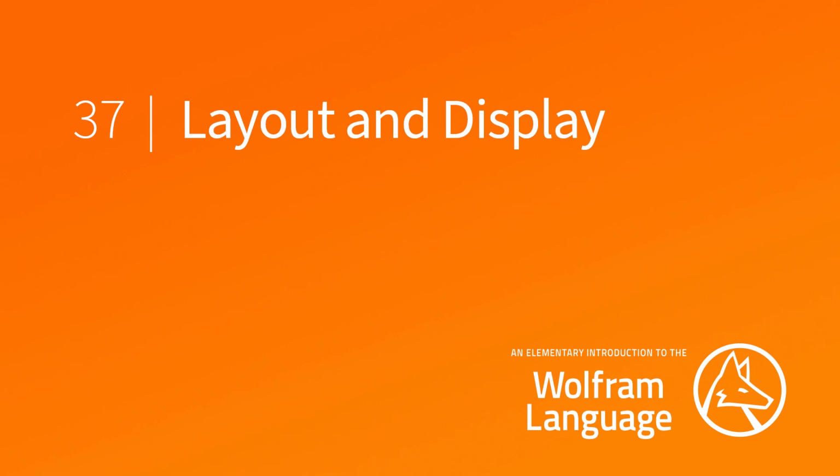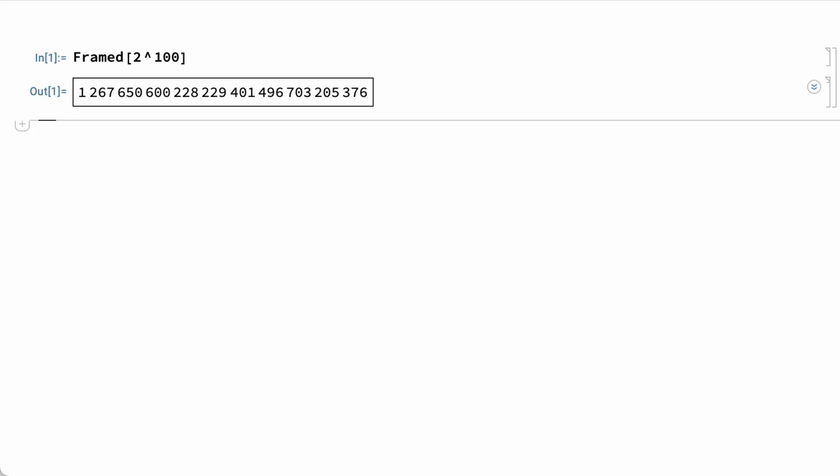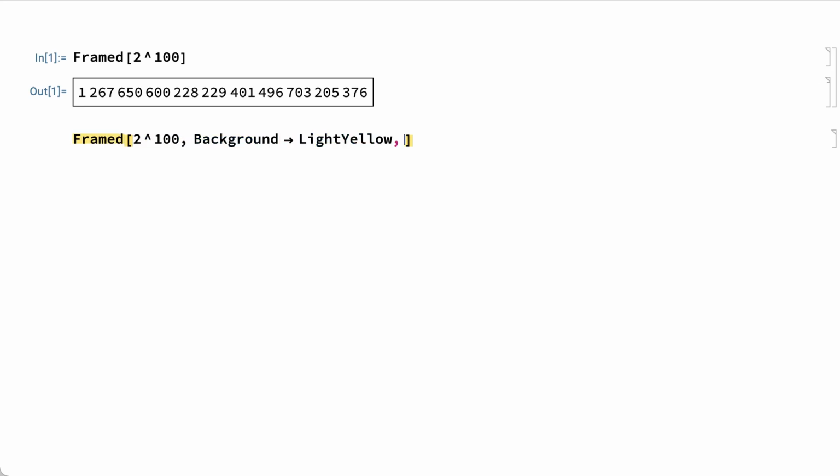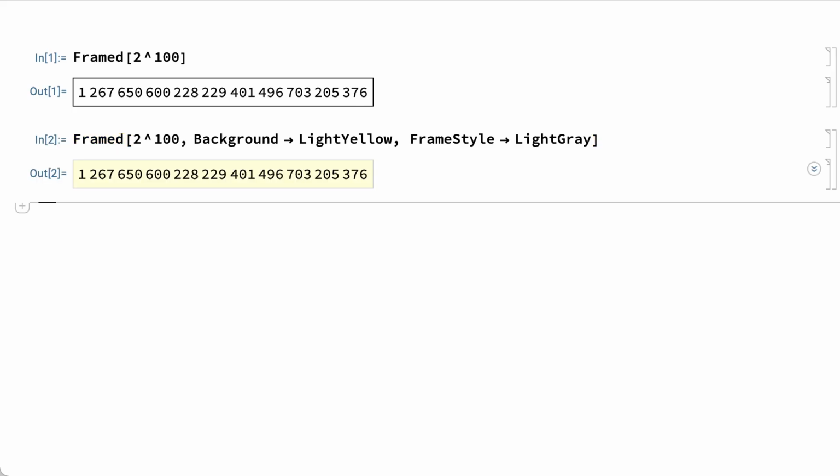Section 37 describes functions for adding labels and styles to things and for arranging things in the display. One function that has come up in previous sections is the framed function, which displays with a frame around its argument. The framed function has several options for controlling things like background and frame style. This input, for example, shows a framed number with a light yellow background and a light gray frame.